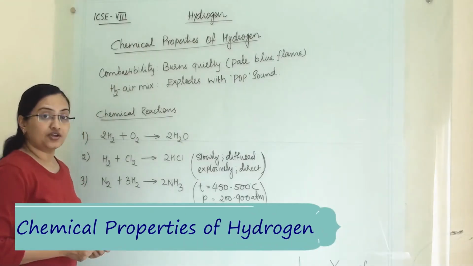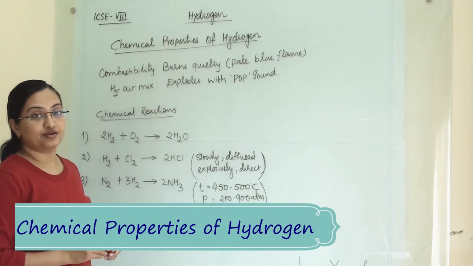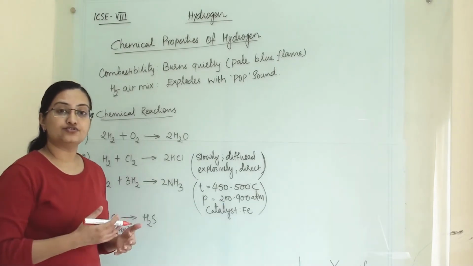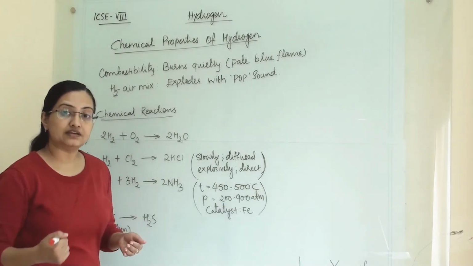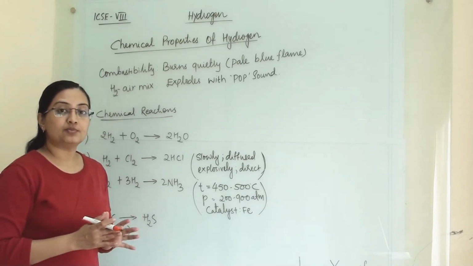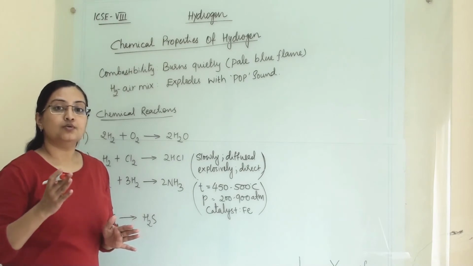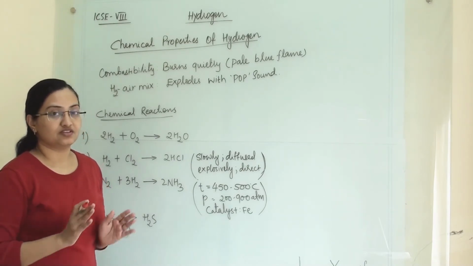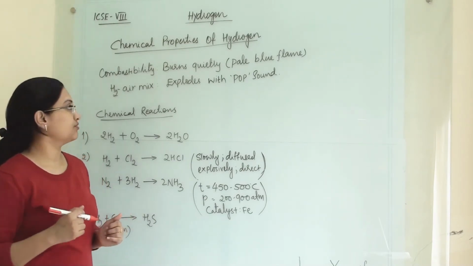So when we are talking about a chemical property of hydrogen, that means how hydrogen is reacting with other reactants and which kind of product it will give. Chemical properties we check by performing chemical reactions. That's why they are termed chemical properties.